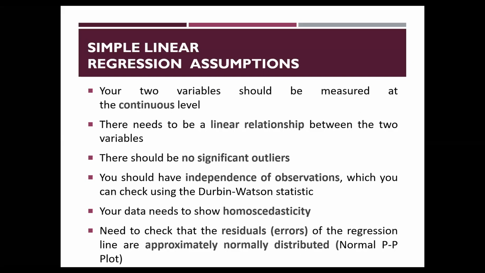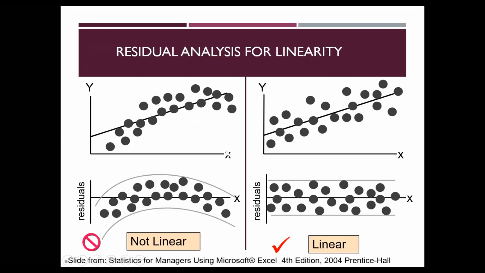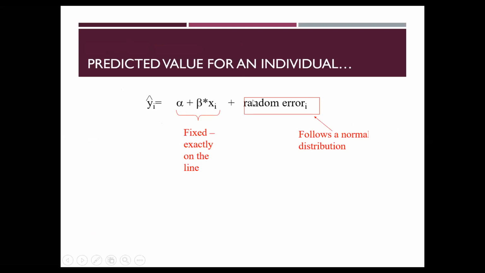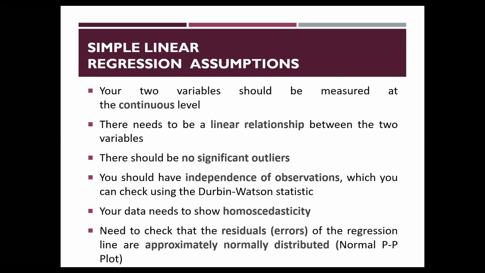Now you should have independence of observations. That is another assumption, and we can check that. The next one is that the data needs to show homoscedasticity. I'll tell you what homoscedasticity is in the coming slide. Then you have one more assumption, that the error term should follow the normal distribution. Error means, in the equation I have shown you, the last part, which is called the random error. I'll tell you what exactly it is in the coming few slides. So that should follow a normal distribution. These are some of the important assumptions. Like any other test, we have to check for these assumptions. Only if these assumptions are valid can we go about doing the analysis.